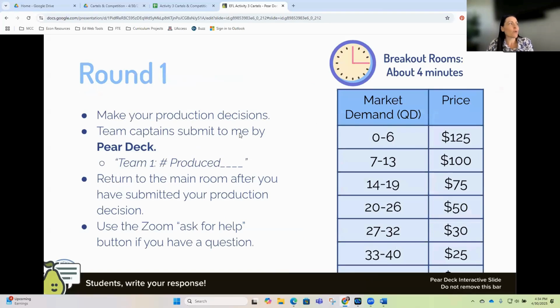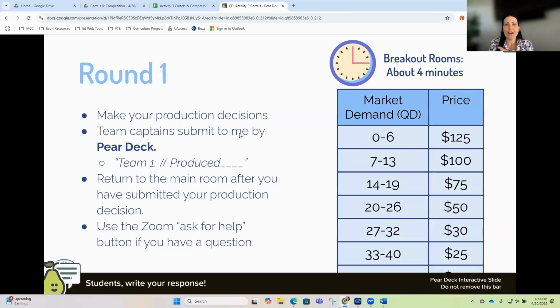All right, so we're going to send you away to your breakout rooms, and all you have to do for this first task is just talk with your group about how many you want to produce. I will display this so you can see the demand forecast in your breakout rooms. When you make your production decision, the team captain is the only one that's going to enter it on Pear Deck, and they're going to write team 1 produced and then tell us the number. It's going to be somewhere between 1 and 5, right? And once your team has made a decision, come back here to the main room.